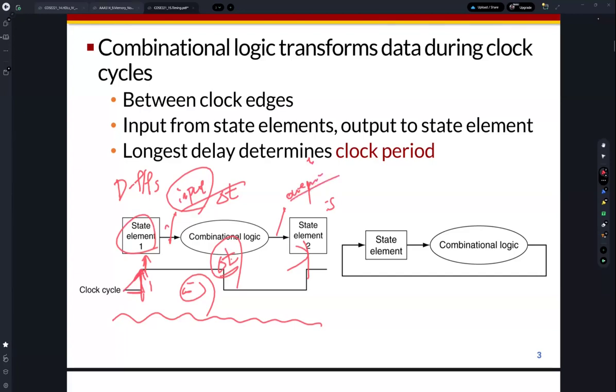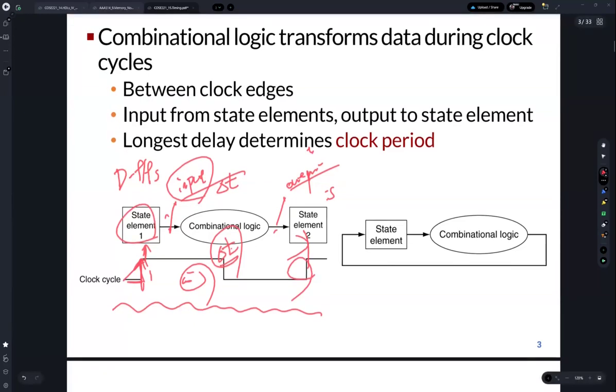And then the output signal from combinational logic is also sampled on the rising edge of clock, but it's the next clock, right? So the input starts at this point for this combinational logic, and then the output is stabilized at this point. But the output signals need to be stabilized before the next rising edge of the clock signal.